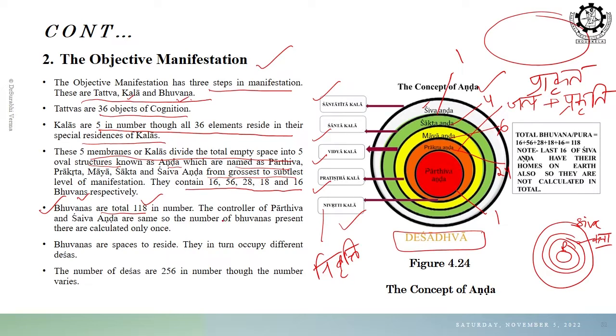Total 118. The controller of Parthiv and Shiv are the same, so the number of bhuvanas present in Shiv is not repeatedly counted. Bhuvanas are spaces to reside. They in turn occupy different desh. Within the bhuvan also there is desh. The number of desh is 256. So in each of the bhuvan also there is a desh, and the total number available in the corpus is 256.